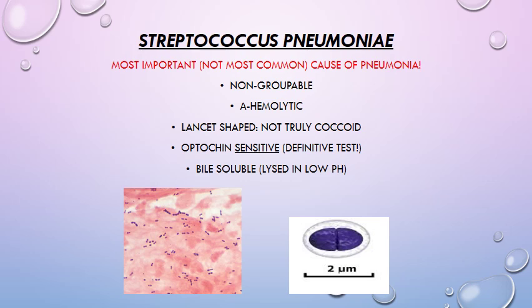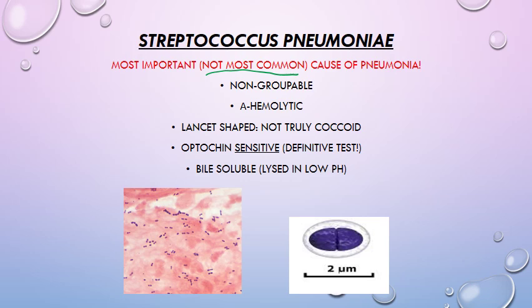Streptococcus pneumoniae is the most important, but not the most common cause of bacterial pneumonia. There are other causes of pneumonia that happen more frequently that can lead to atypical pneumonia or typical pneumonia that we'll talk about in other videos. But this one is the most important one that you need to be aware of because of the severity. It's a highly inflammatory organism.